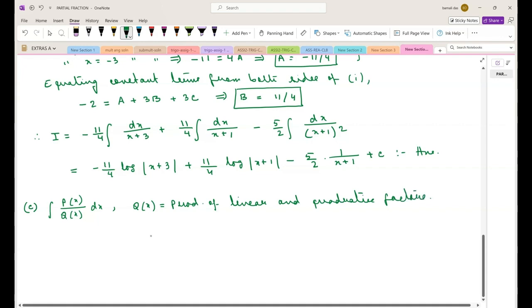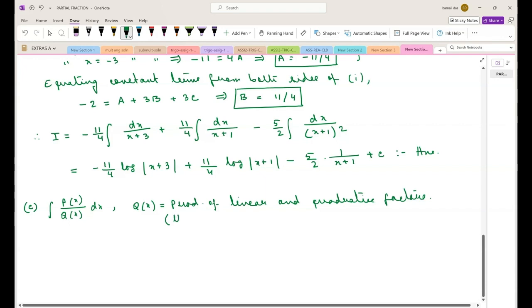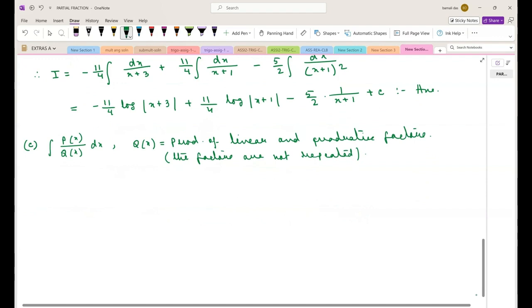For the time being, let us also assume that the factors are not repeated. Once I discuss this, I will also tell you in case of C, if the factors get repeated, then how to deal with it. So that will come later.